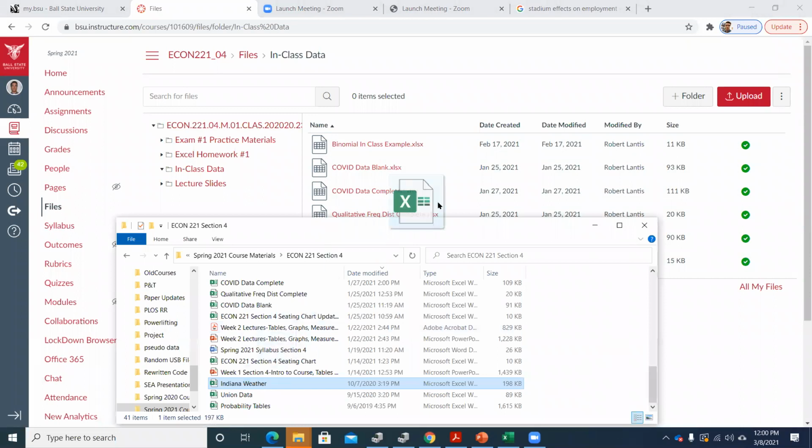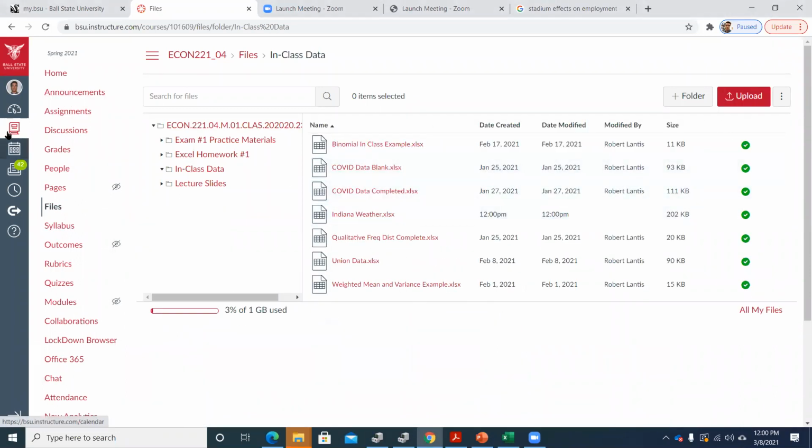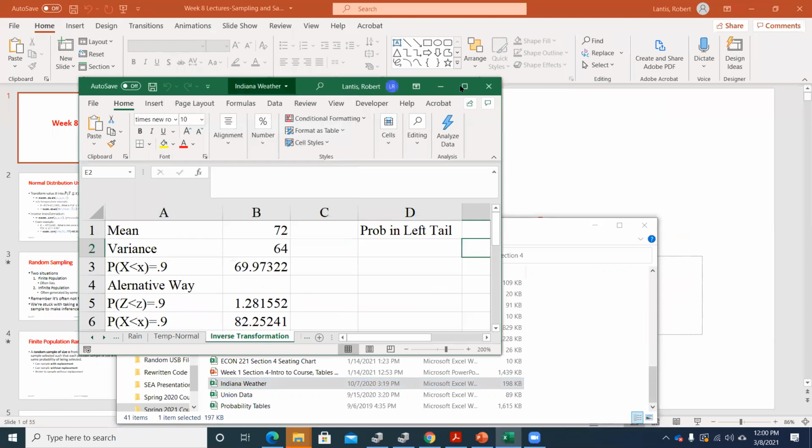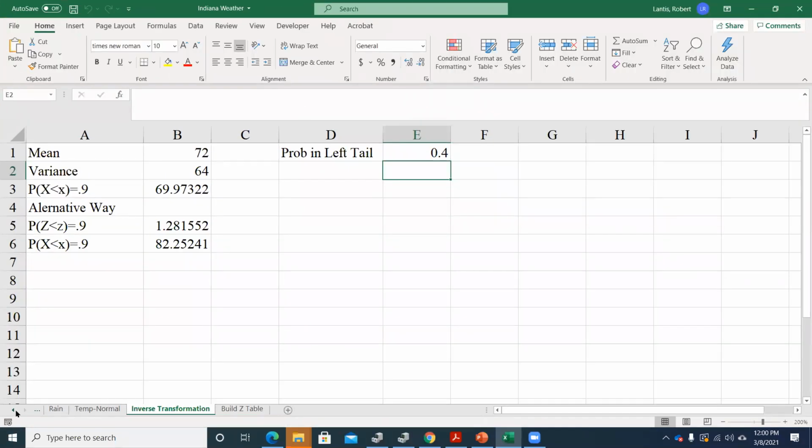Let's go to the Indiana weather data file in there. So in that in-class data folder, there should be this Indiana weather data now. I just dropped it in there, so if you're looking at it, you can refresh. Once you open it up, you've got several different worksheets.